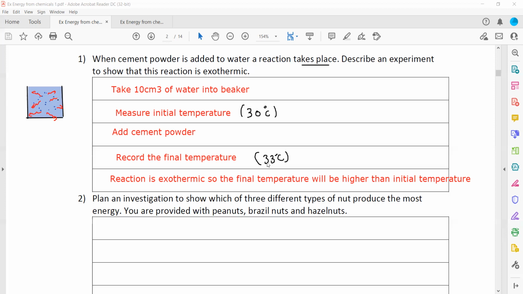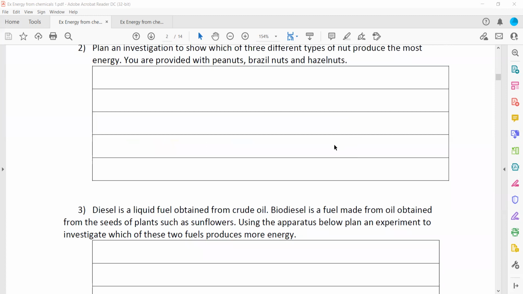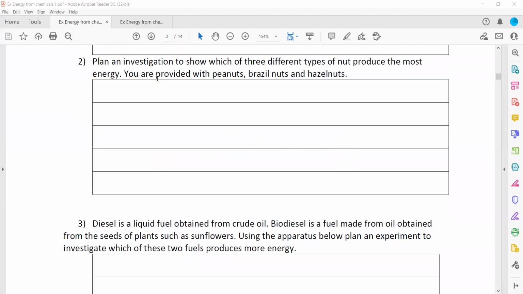Okay, moving on to the next question, question 2. These questions are all from paper 6, in which you have to plan the experiment. The second question is: plan an investigation to show which of three different types of nut produces the most energy.